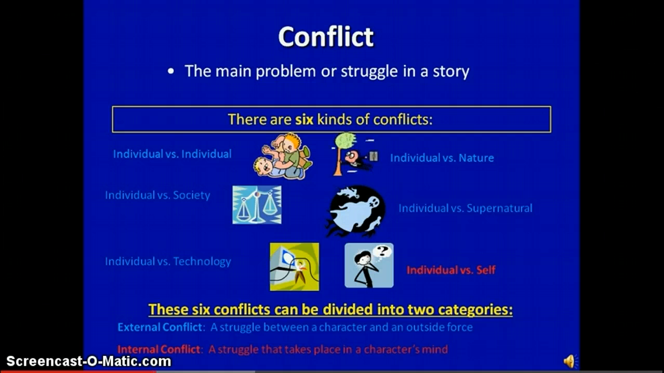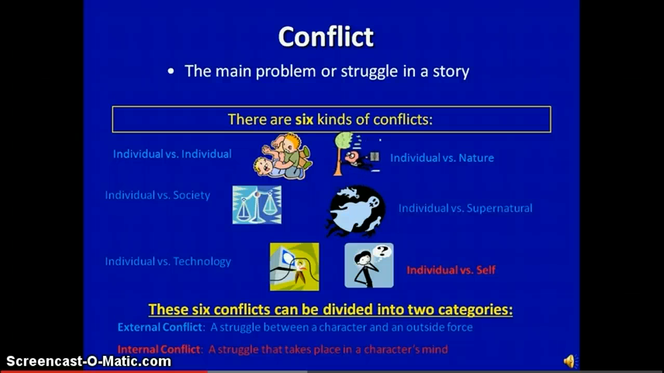All right, so let's talk about conflict. When we refer to conflict, it's the main problem or struggle in a story. Now, stories can have several conflicts, but there is going to be one main type of conflict. This is going to be the one that moves the story forward. The protagonist has this conflict. It's caused by the antagonist, and it's what's going to really focus the plot.